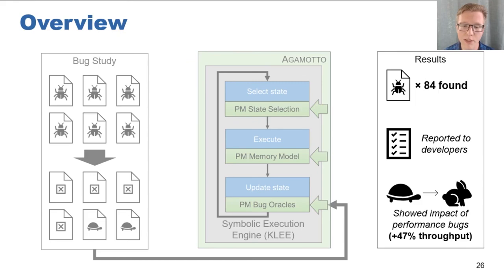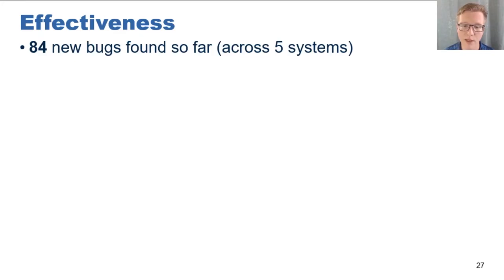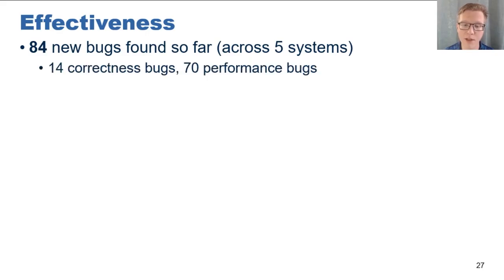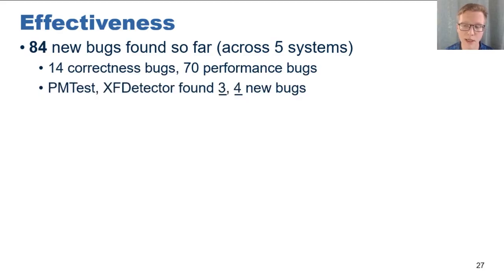Finally, I want to briefly discuss how we were able to use AGAMOTTO and the results we found from using it. Most importantly, we found bugs. We found 84 new bugs in total across the 5 systems we test. Of these bugs, 14 are correctness bugs, and 70 are performance bugs. We also note that our closest related work, PMTest and XFDetector, were able to find 3 and 4 new bugs respectively.